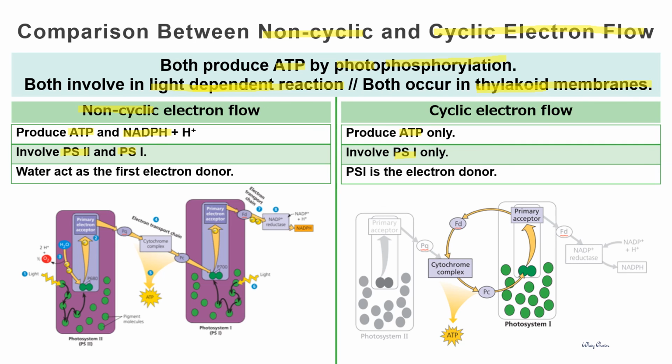For non-cyclic electron flow, water is actually the first electron donor, because the electron deficiency occurs in PS2, which is the primary pigment chlorophyll a P680. The lost photoexcited electron will be replaced by photolysis of water. However, in cyclic electron flow, the electron donor is PS1, or the primary pigment found in the reaction center of PS1, which is chlorophyll a P700.